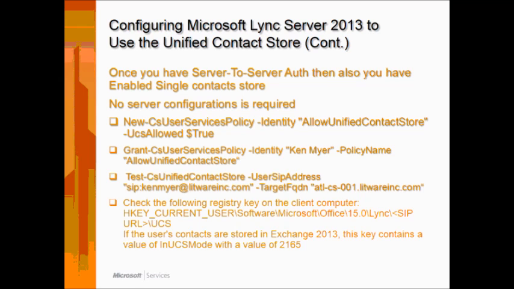To make sure that this is actually running properly, you can open the registry. You can open regedit on your end user machine and check if this registry key is in place or not. This registry key is your indication that UCS is configured properly for this client. So you open this registry and make sure that this key is there, UCS. And when you open it, you should find the value of 21 in UCS mode, and you should find the value of 2165. Here it does mean that now these user contacts are in Exchange server UCS.